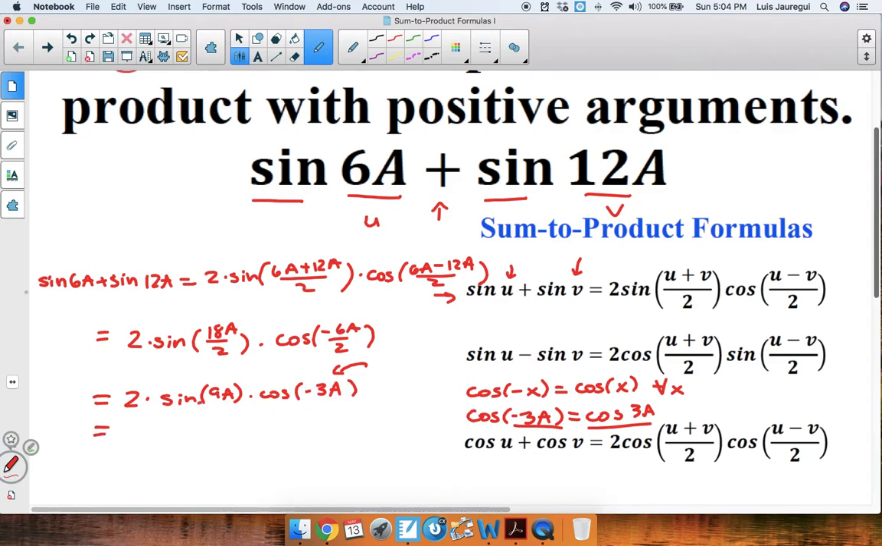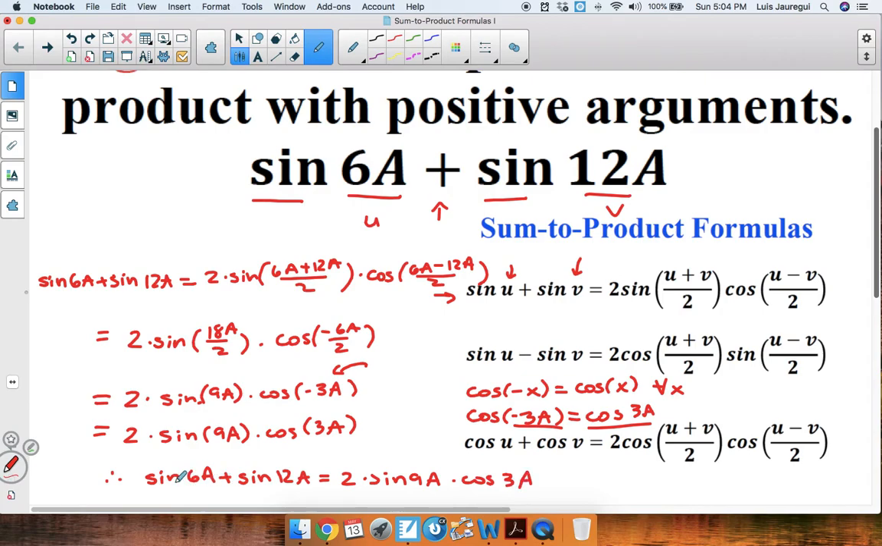So we get that this is equal to 2 times sine of 9a times cosine of 3a. And therefore, we can conclude the following: sine of 6a plus sine of 12a is equal to 2 times sine of 9a times cosine of 3a. And that's where we actually employed our sum to product formulas part 1.